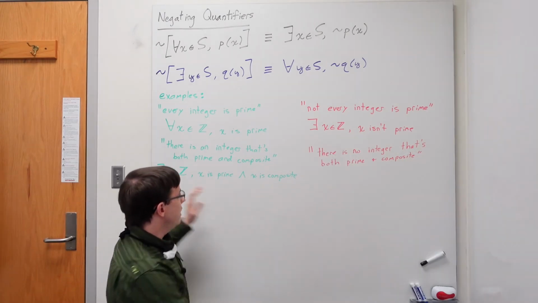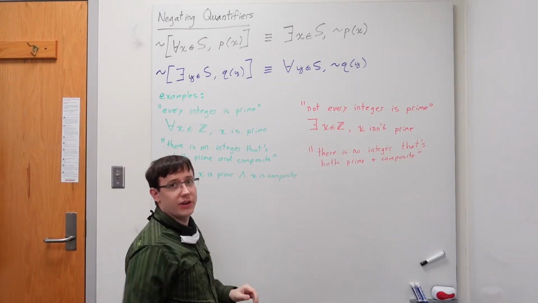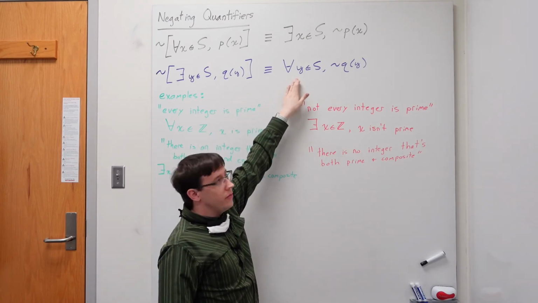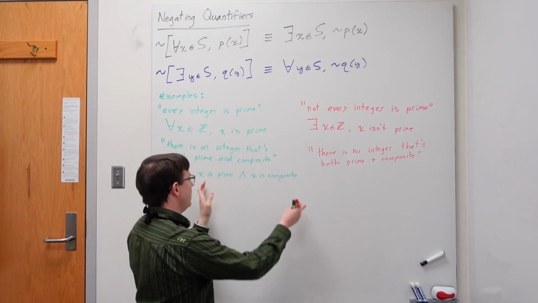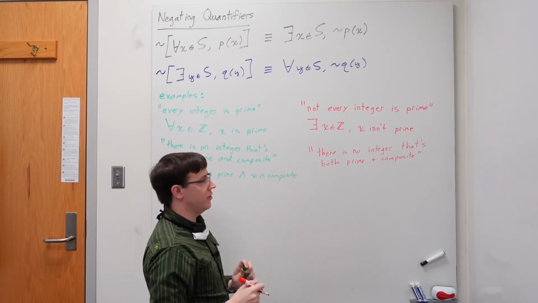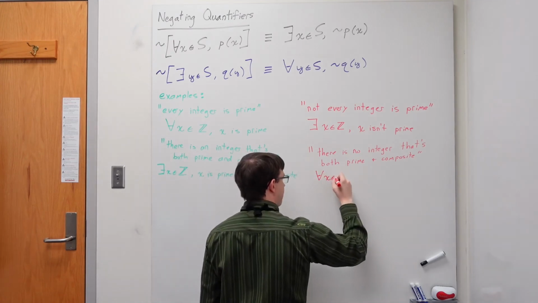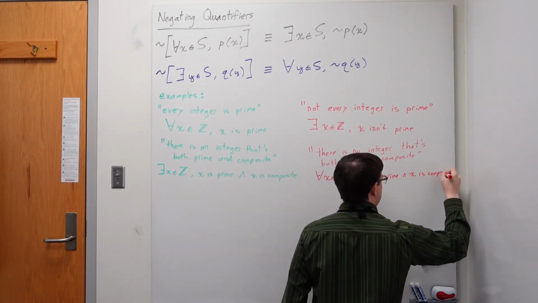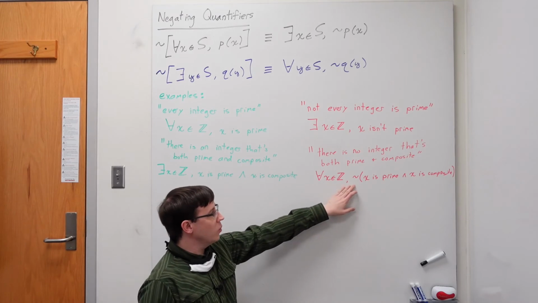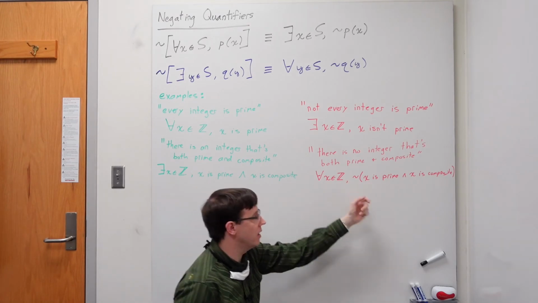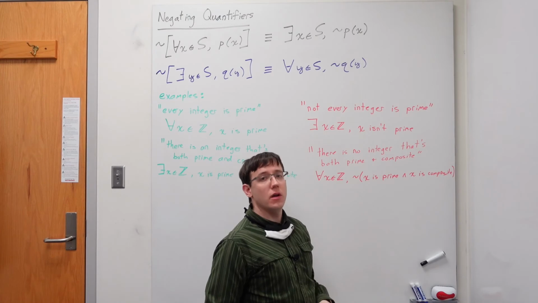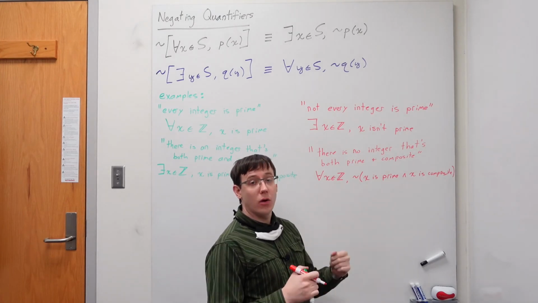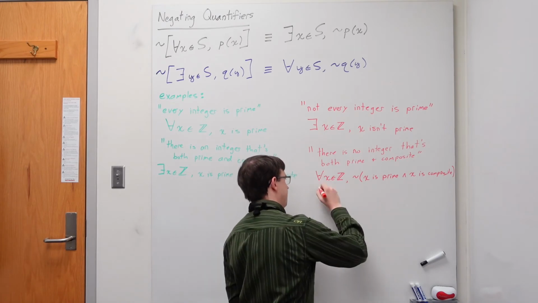And when we negate this existential statement, we will end up with a universally quantified statement about the negation of the proposition. And here we have a negation of an and statement, which we can, by De Morgan's law, convert into an or of negations.